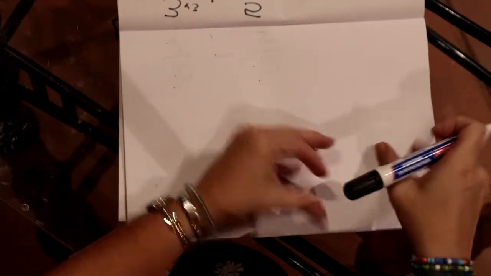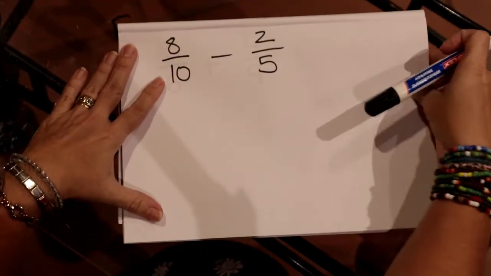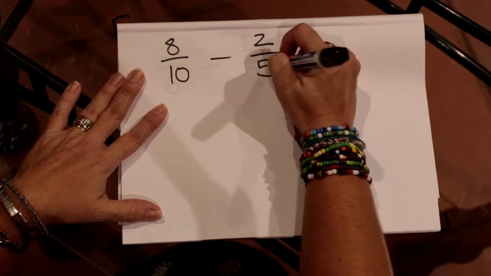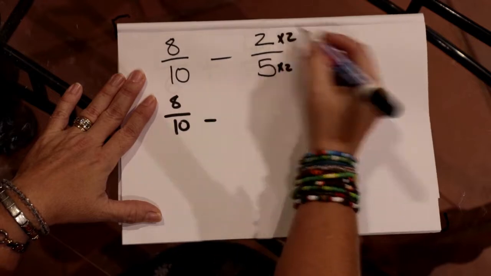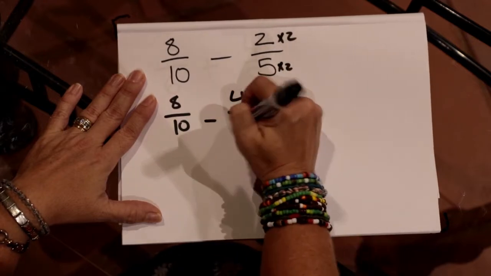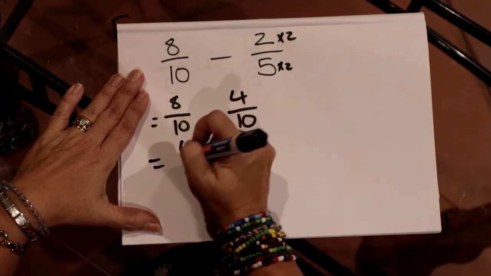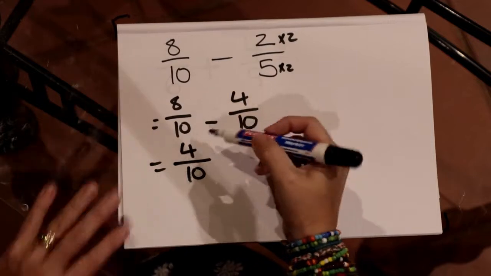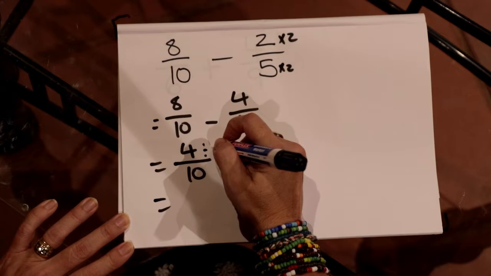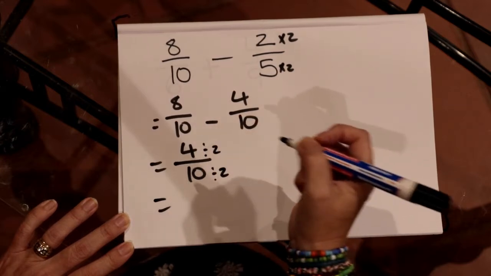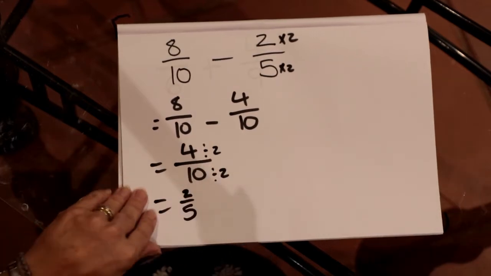Okay, the minus works exactly the same. First things first, make my denominators the same. 8 over 10 minus 2 times 2 is 4, 5 times 2 is 10. 8 minus 4 is 4, 10 minus 10 stays 10. I cannot leave it like that. I've got to change it. I change it by dividing by 2, and my answer is 2 over 5, which is my final answer.